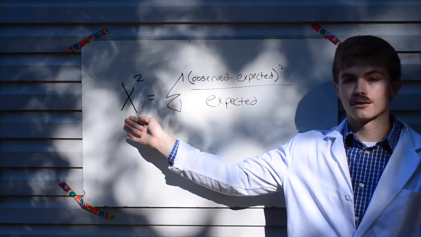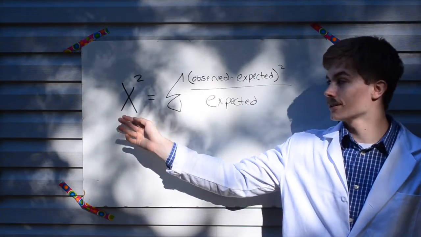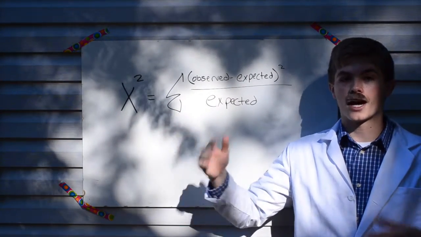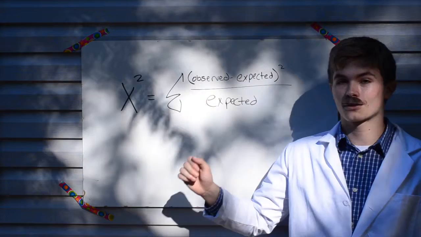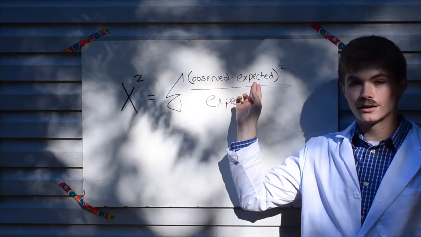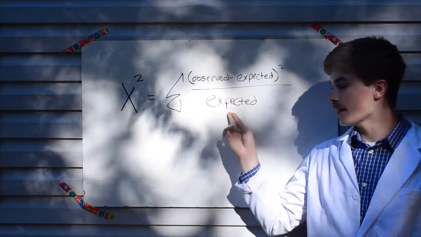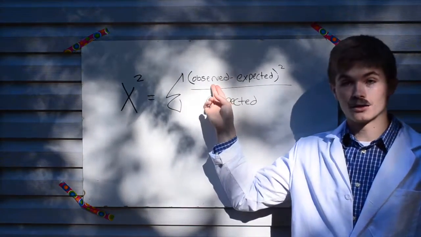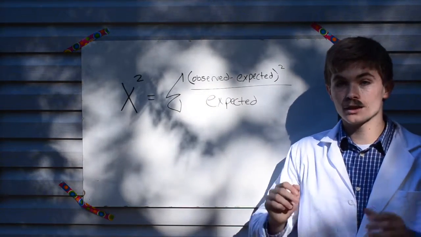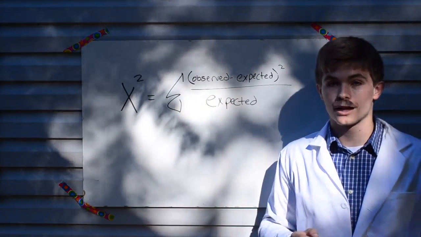And on the left side here, we have x squared. That's our chi value. That's what we're looking to solve for. Here we have the summation sign, which lets us know we have to add up all our results to get our final x squared value. On the top, we've got observed minus expected, squared, over expected. Observed is what you see in your experiment, what actually happened. And expected is what you would expect to happen from a theoretical standpoint.